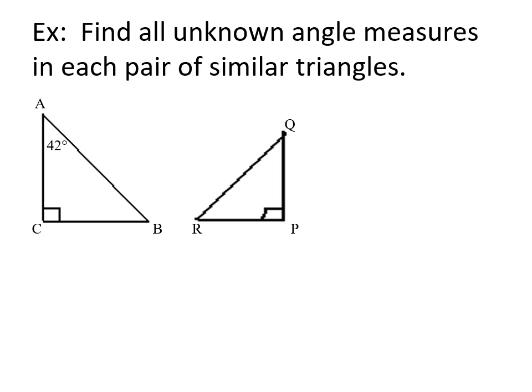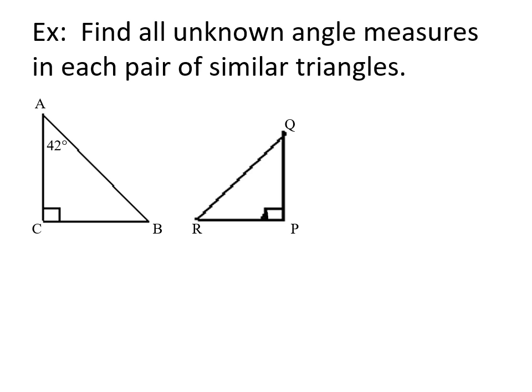Find all the unknown angle measures in each pair of similar triangles. So sometimes they're rotated differently. So this case is here. I don't know what happened to the P here, so we're going to make that more of a box. There we go. Triangle ABC, and we have triangle QRP.